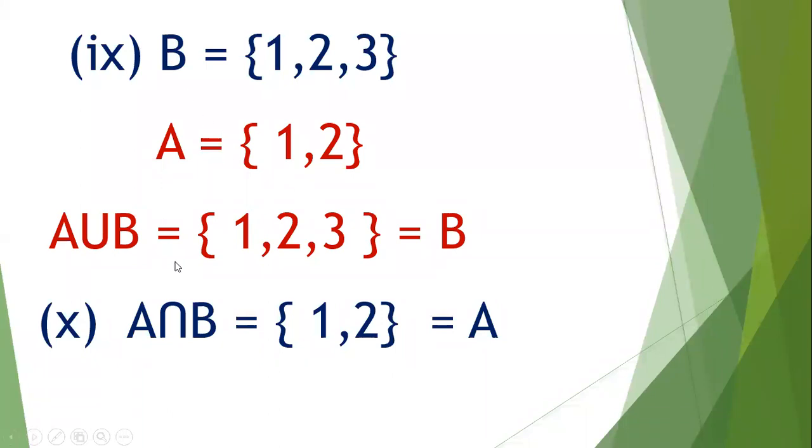So if you want to find the union of both, it will be 1, 2, 3 and 1, 2, 3, which is equal to set B. Therefore, the answer is option B. And if you just want to find the intersection, what is common in both sets? 1 and 2, and 1 and 2 is equal to which set? A. So therefore, the answer will be A. Fine.